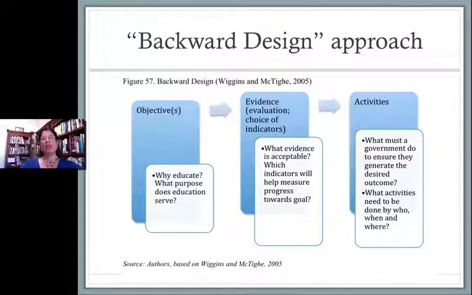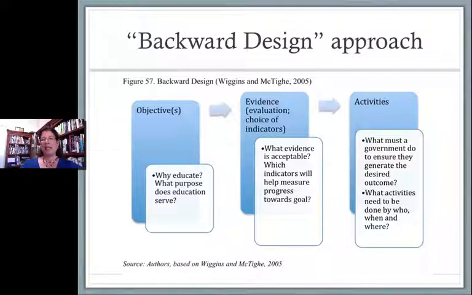So this means that you shouldn't ever choose indicators before you actually know what you're trying to measure, or what is the goal that you're trying to measure. And then the third stage would be to actually have activities. What do you do? How do you gather the data? What types of policies are put into place?